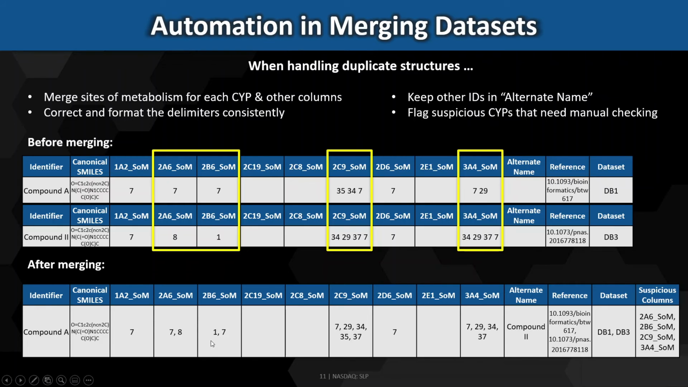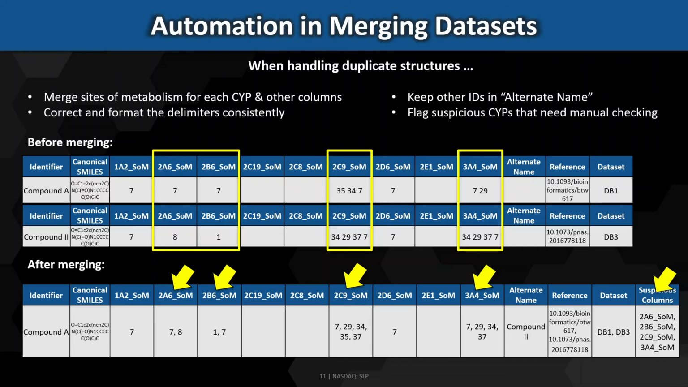The second ID is moved to the alternate name column, and references and data sets are merged together like here. We also need to flag the conflicting CYP info, so wherever the atomic site information is different, the relevant CYP enzymes are noted so they can be manually checked later. So the automation pipeline includes this extra column which keeps track of CYP enzymes with conflicting atomic sites.